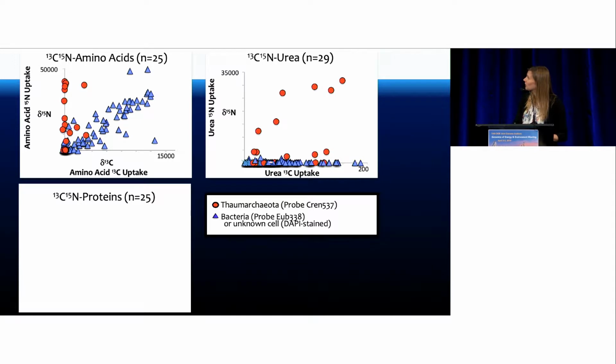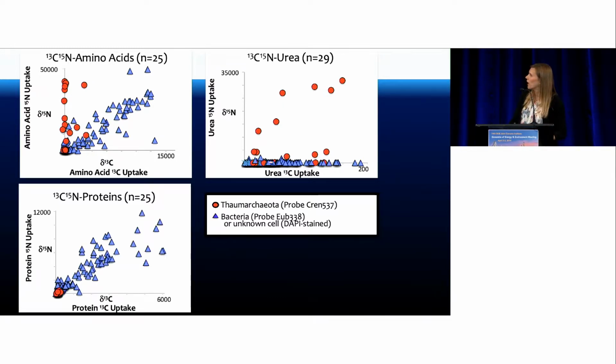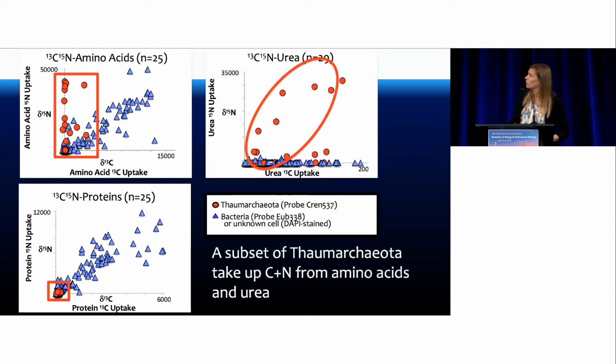Interesting. We see something different with urea. We see much more nitrogen uptake, but we do also see a little bit of carbon uptake, just a little though. And with the proteins, we see uptake of neither the nitrogen nor the carbon. So some interesting things are going on with the nitrogen, but the carbon story is kind of clear. There's minimal organic carbon uptake by this group, at least by these three substrates.